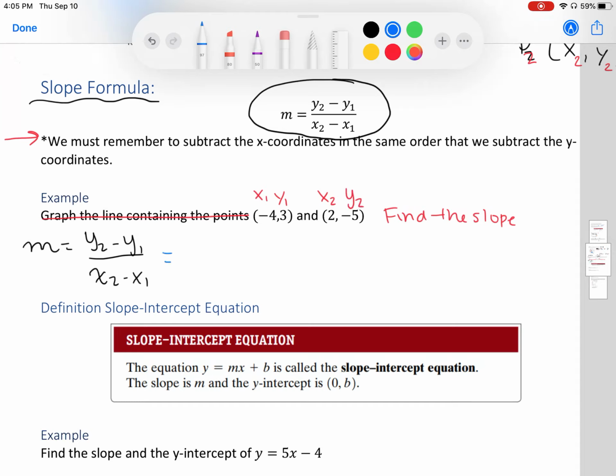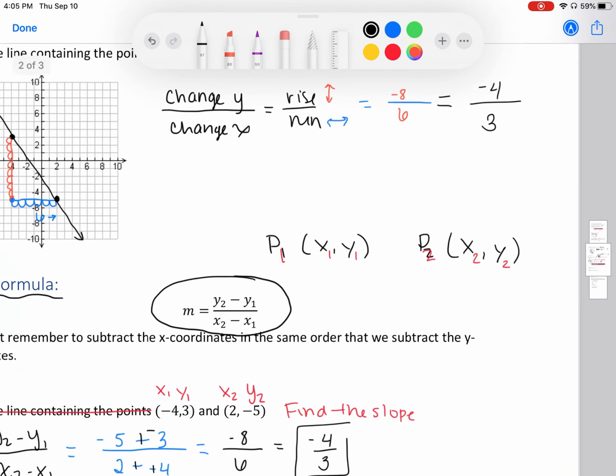Okay, let's find the value. y2 is -5 minus y1, we said is 3, divided by x2, which is 2, minus x1, -4. So let's say our answers. -5 minus 3, that gives us -8. And 2 minus -4, that gives us 6. So our answer is -4 over 3. Just like we saw before when we went through the trouble of graphing it.